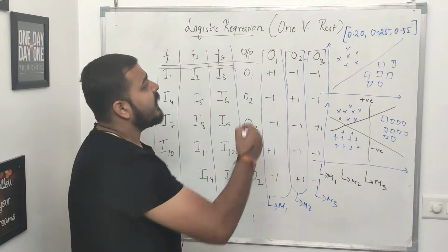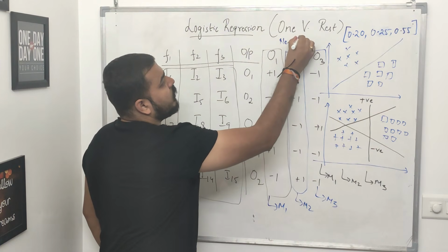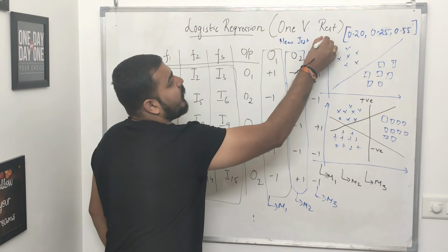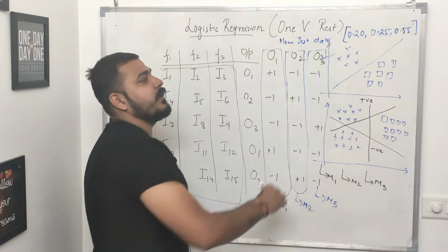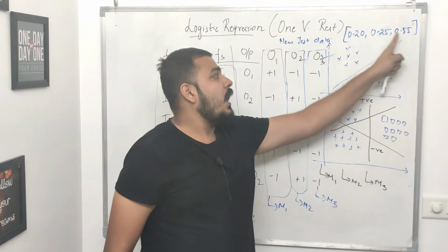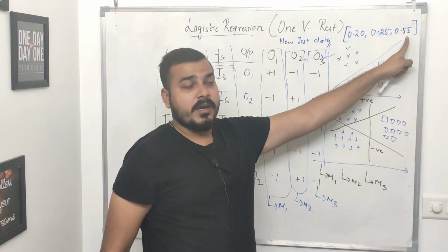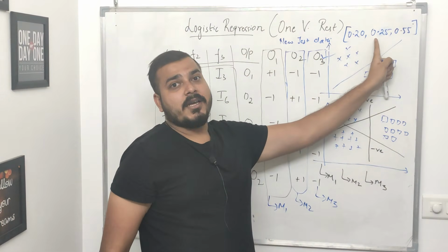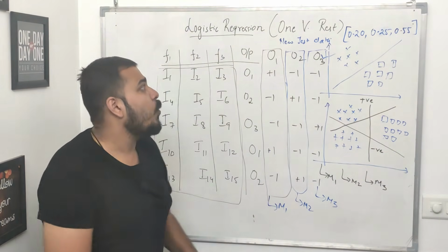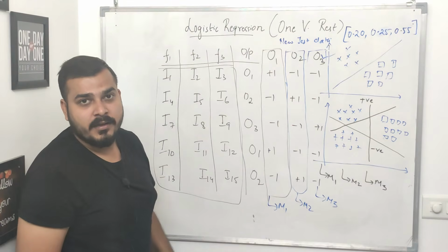Suppose my M3 model is giving the highest probability. That basically means my new test data belongs to the O3 category, because this O3 output has the highest probability from all of these that we are comparing. So this is how OneVsRest is actually implemented.